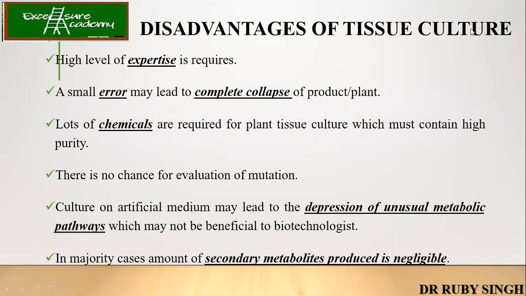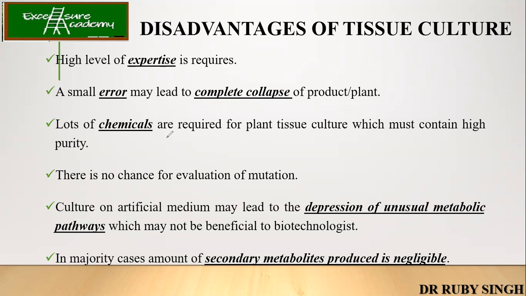Now, what kind of disadvantages are there of tissue culture? Of course, it requires a high level of expertise. Any layman cannot do it. A small error may lead to complete collapse of the product of the plant. Yes, even a small mistake or small contamination can result in the loss of the entire plant tissue culture setup.